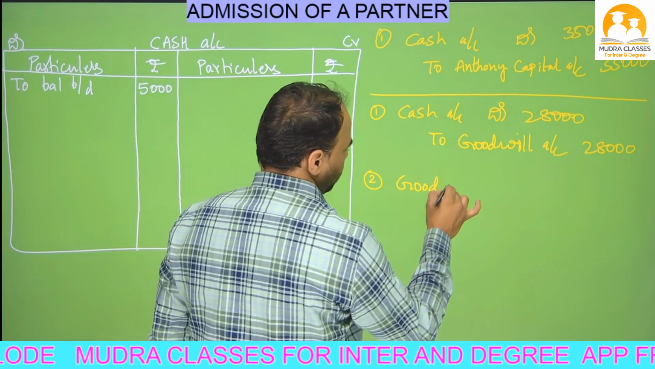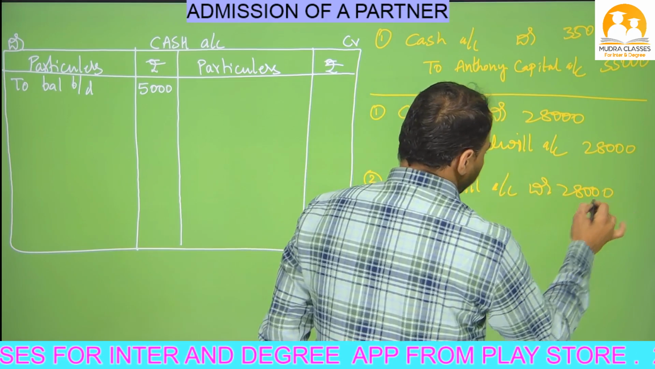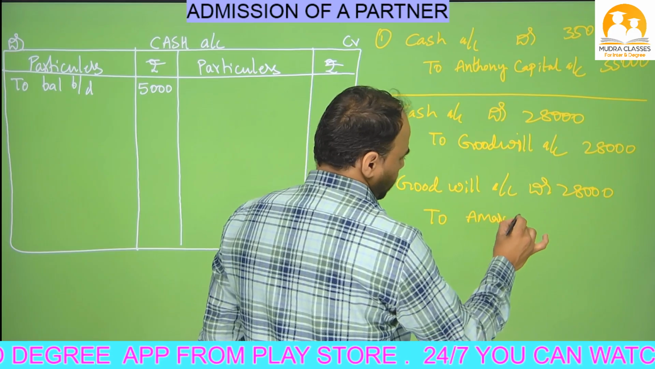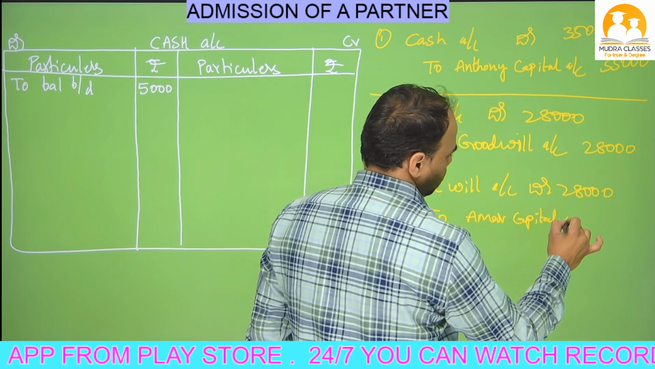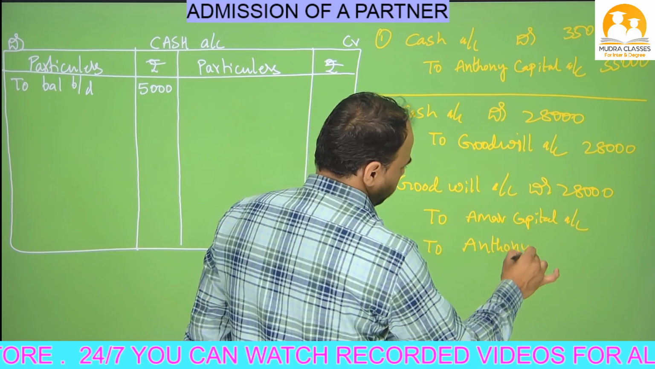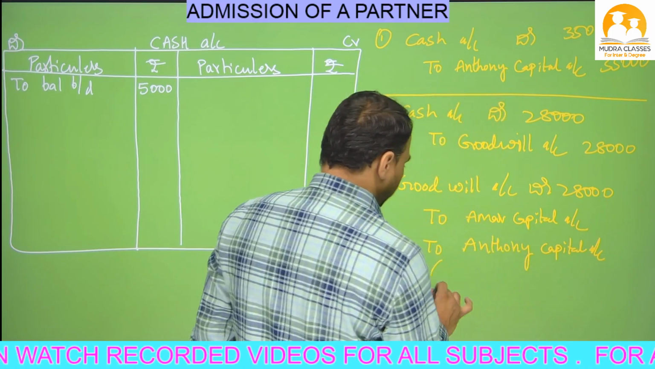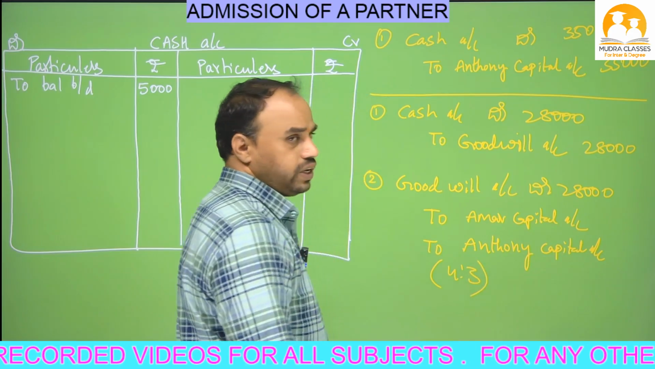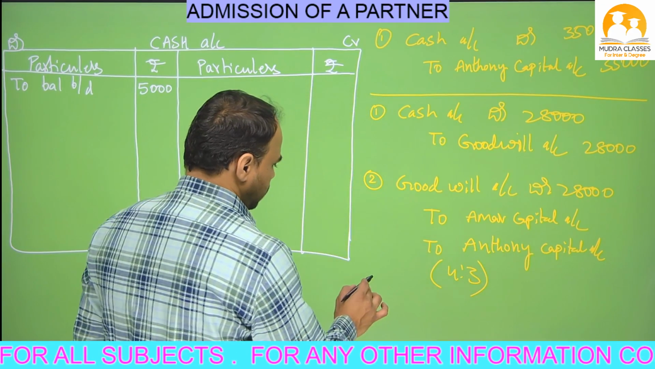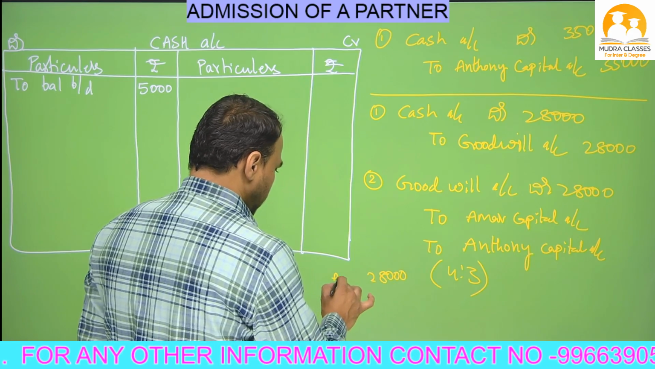So, goodwill account debit 28,000 to who? Old partners, Amar and Akbar. So, to Amar capital account. Next, to Akbar capital account. Okay, so these 28,000 we have to distribute in which ratio, beta? 4:3 ratio we have to distribute. Okay, so 28,000 divided by 7. These 28,000 we have to distribute. First we will distribute to Amar, beta.